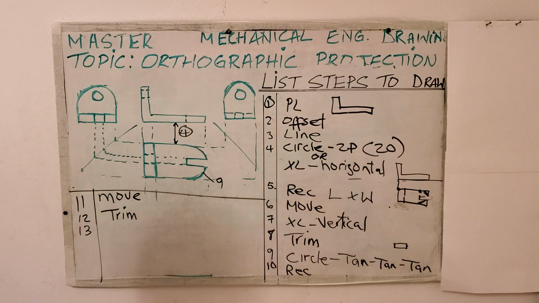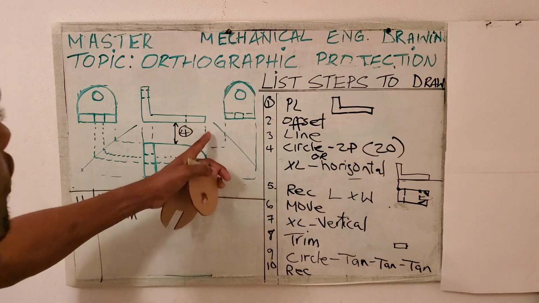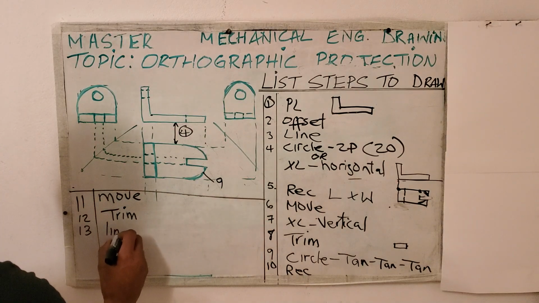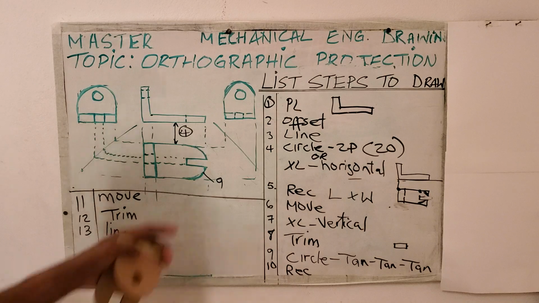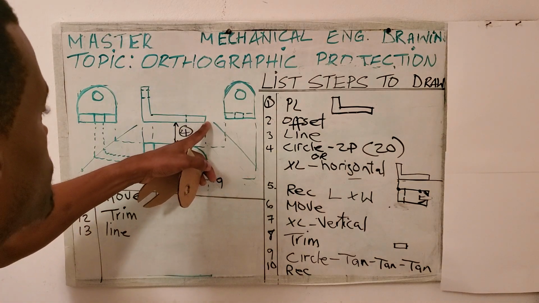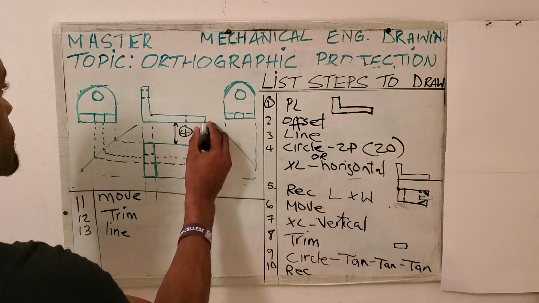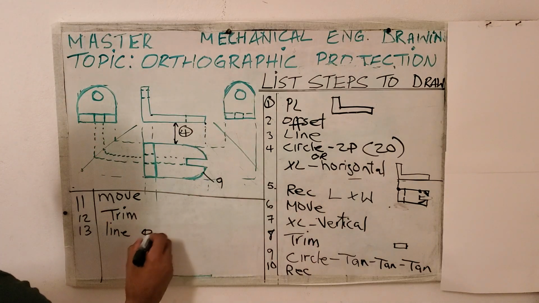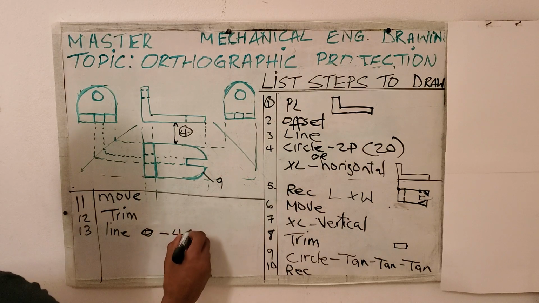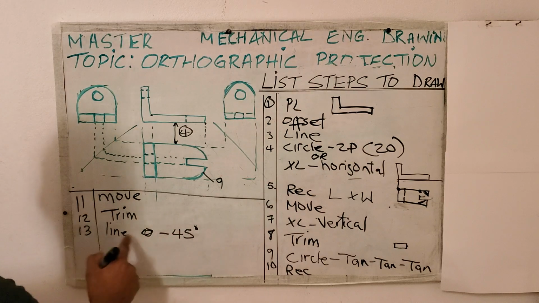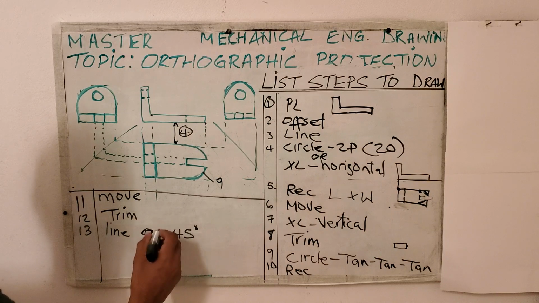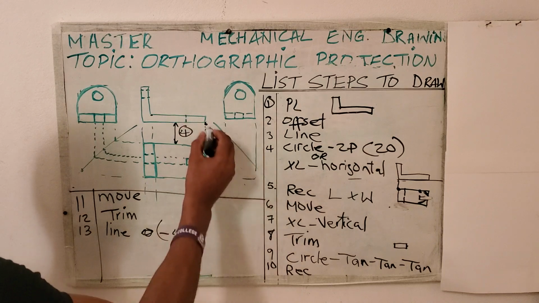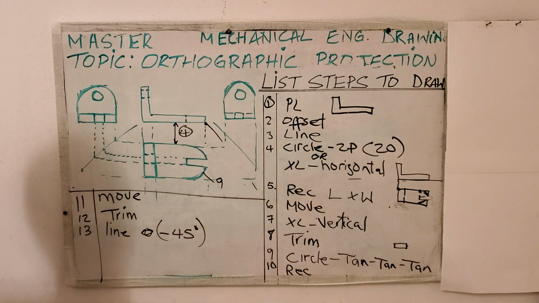Now on to 13. I would then draw this line, and I would use a line from this point here, drawn down at minus 45 degrees, a line at minus 45 degrees from this point, to get that line down here, to get this line.